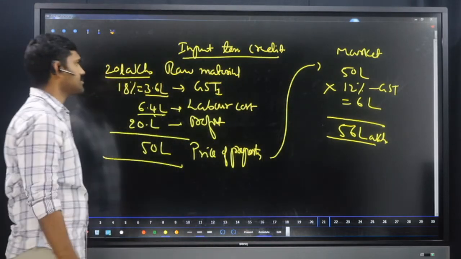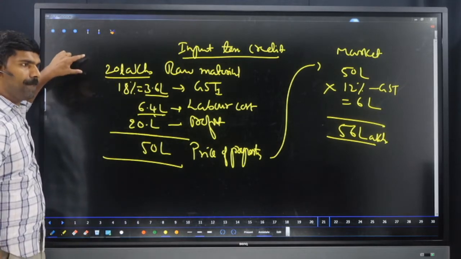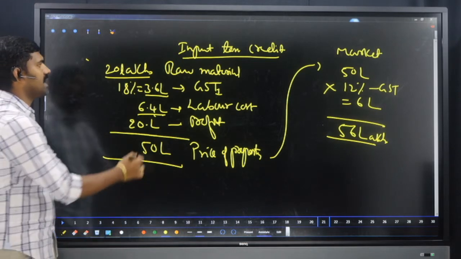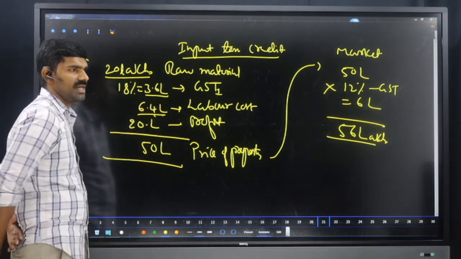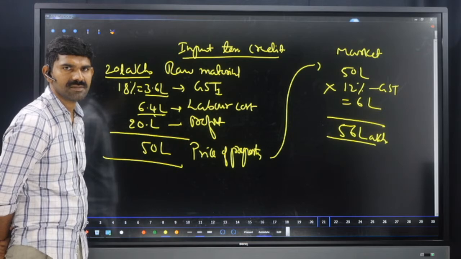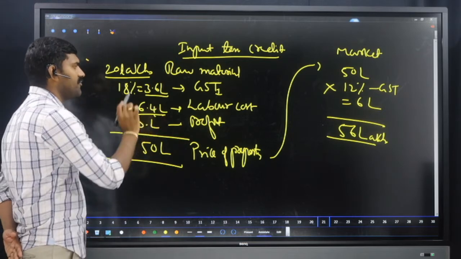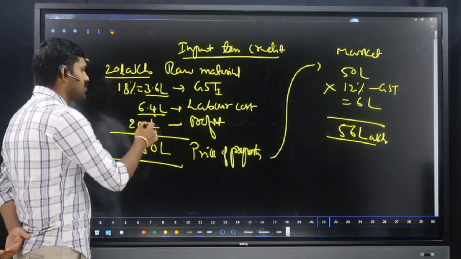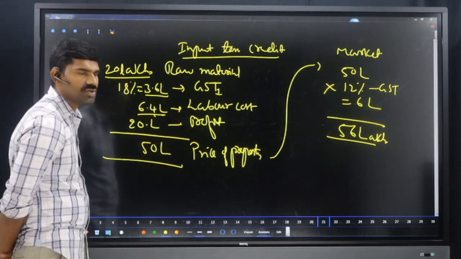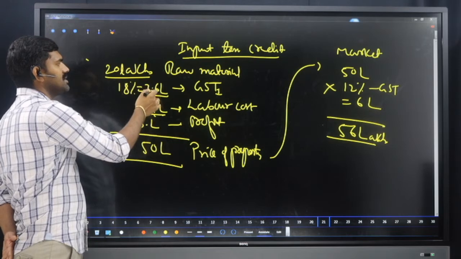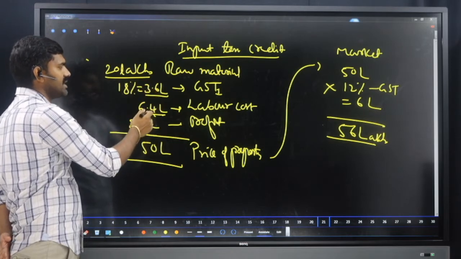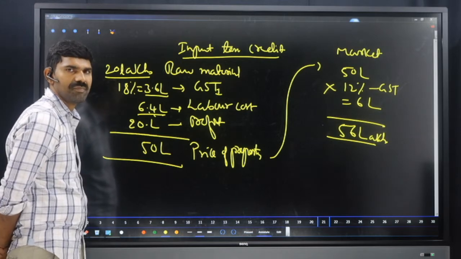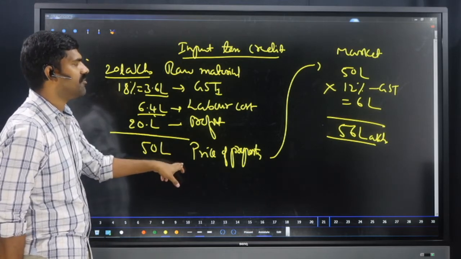See here, a builder purchased 20 lakhs worth of raw materials. On 20 lakhs, he paid a GST of 3.6 lakhs because he is a consumer of the raw materials. And 6.4 lakh he pays as labor cost for constructing the property. And 20 lakhs is the profit that he is expecting. So 20 plus 3.6, 23.6 plus 6.4, 30, 30 plus 20, 50. Total he is selling the property for 50 lakhs.